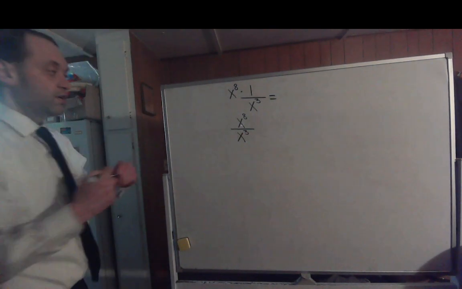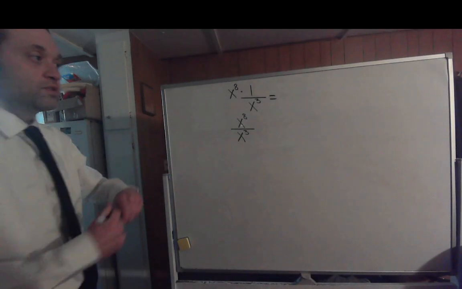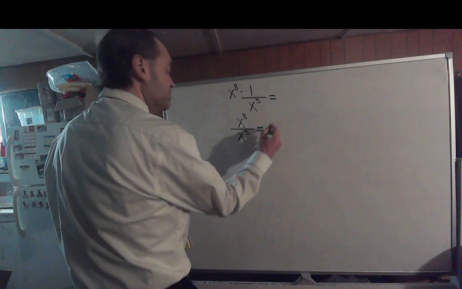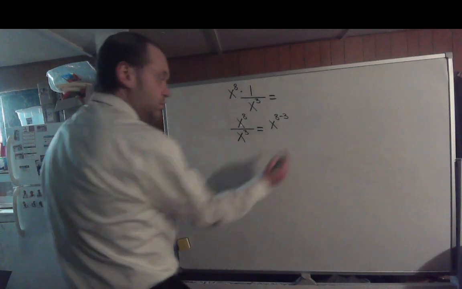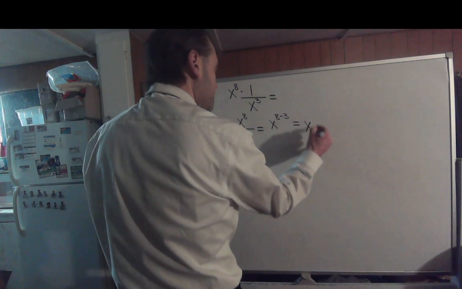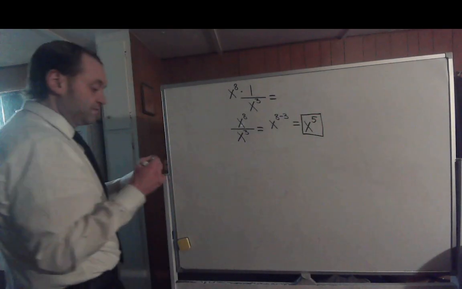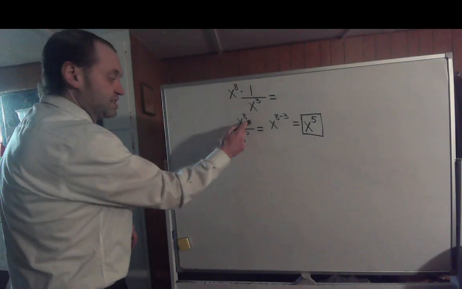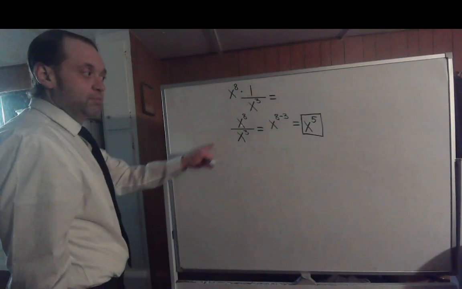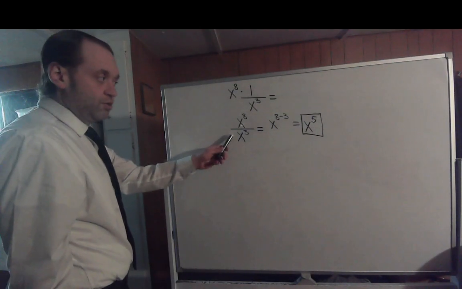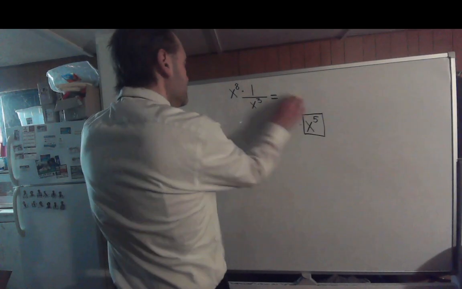Well, notice here the power in the numerator is greater than the power in the denominator. So this is going to be the same as x to the 8 minus 3, which would end up giving you x to the 5th. So the answer to this would end up being x to the 5th, because you would just subtract the power since you're dividing two different powers of the same base, and the power in the numerator is greater than that of the denominator. Easy enough.